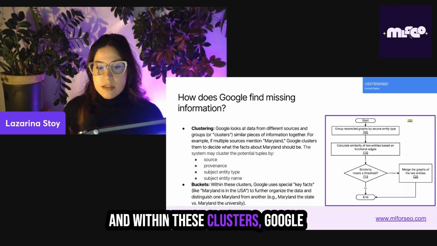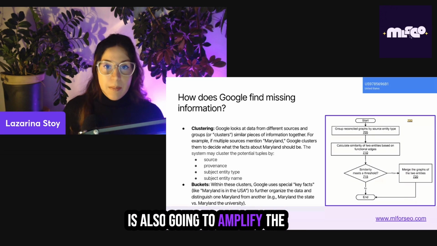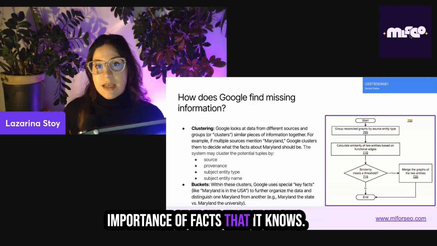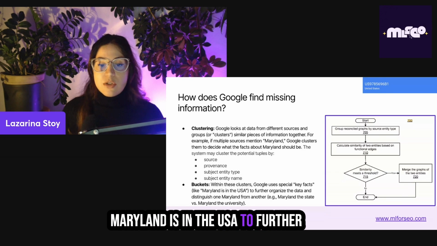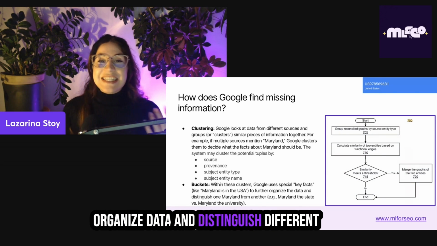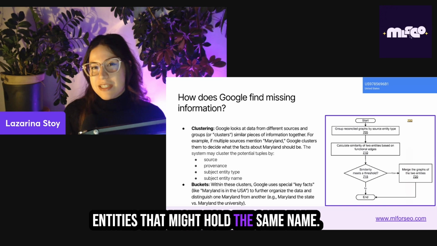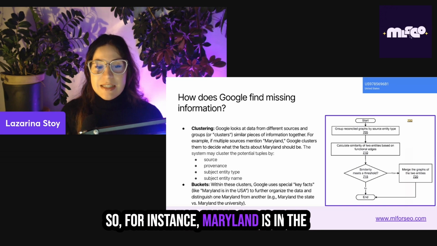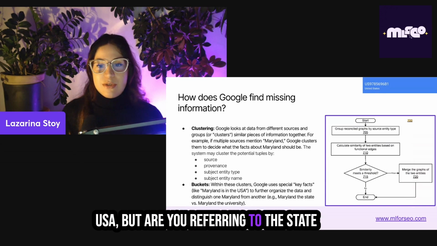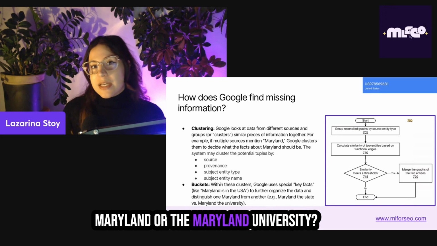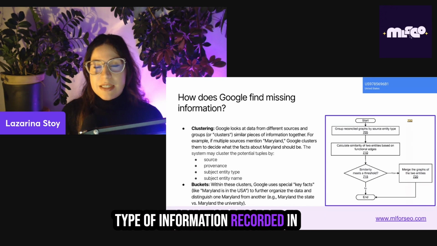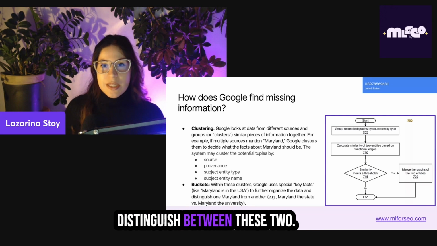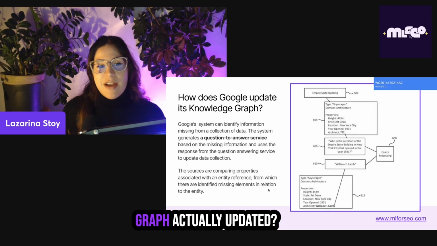And within these clusters, Google is also going to amplify the importance of facts that it knows are certain, like for instance, Maryland is in the USA, to further organize data and distinguish different entities that might hold the same name. So for instance, Maryland is in the USA, but are you referring to the state Maryland or the Maryland University? Google will actually have different types of information recorded in the knowledge graph to distinguish between these two.